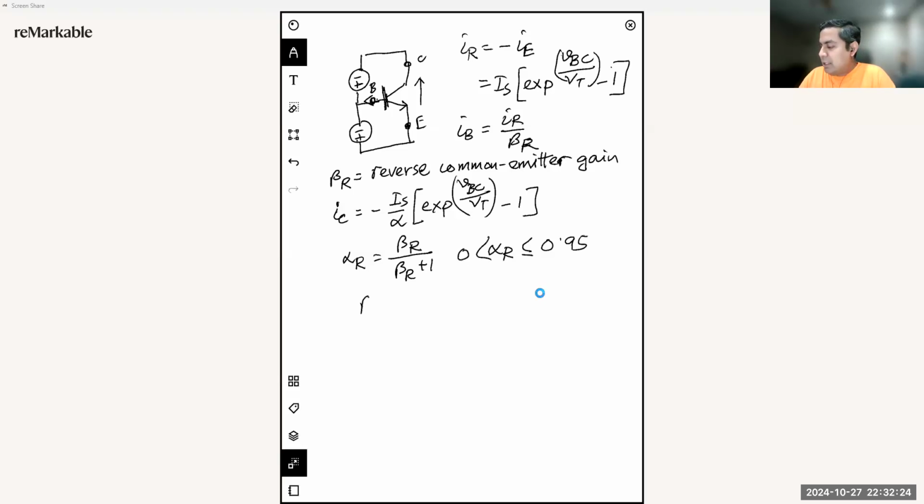And unlike the beta F, the beta R value will be much smaller. It should always be lower than 20, because in reverse direction, as I said before, the current magnitude will not be as big as the forward active region operation. So the base currents in forward and reverse mode are different due to how we have doped these regions differently.